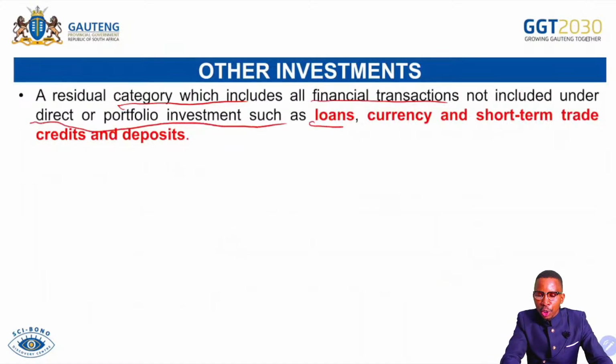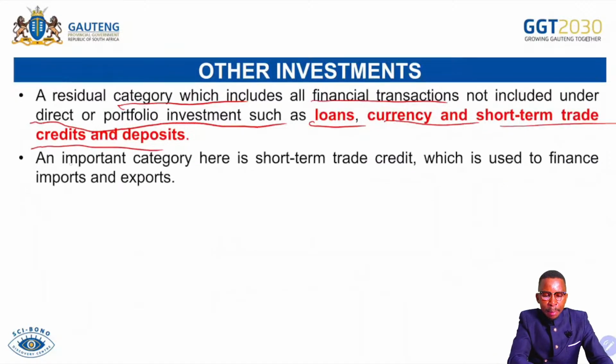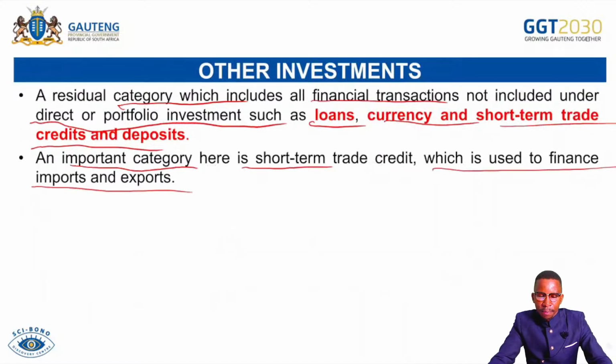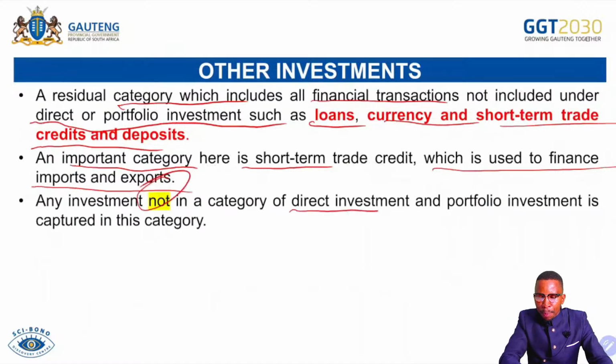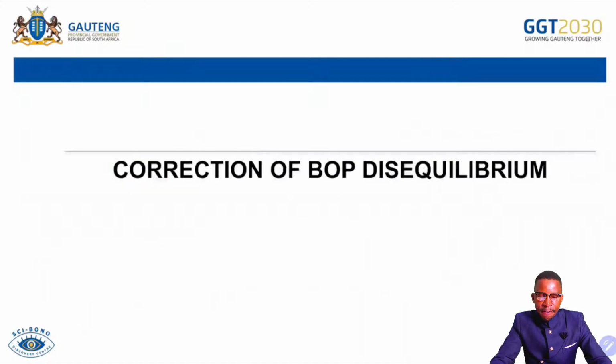So this includes loans, currency, and short-term trade credits and deposits. An important category here is short-term trade credit, which is used to finance imports and exports. Any investment that is not in the category of either portfolio investment or direct investment is captured in this category, which is other investments.